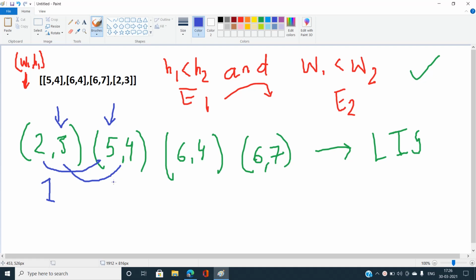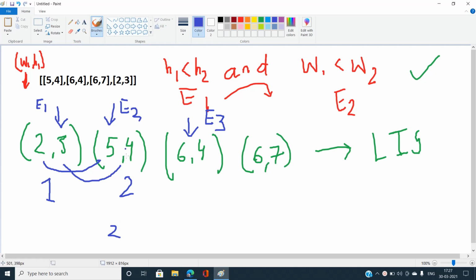So what is the longest increasing subsequence possible up to index number 2? It is E1 and E2. E1 can easily be put inside E2, so our answer should be 2 up to this index. And what is the longest increasing subsequence possible up to the third index, E3? Let us find it out. Can we put E1 inside E3? Yes, we can easily put it. So our answer is 2 now.